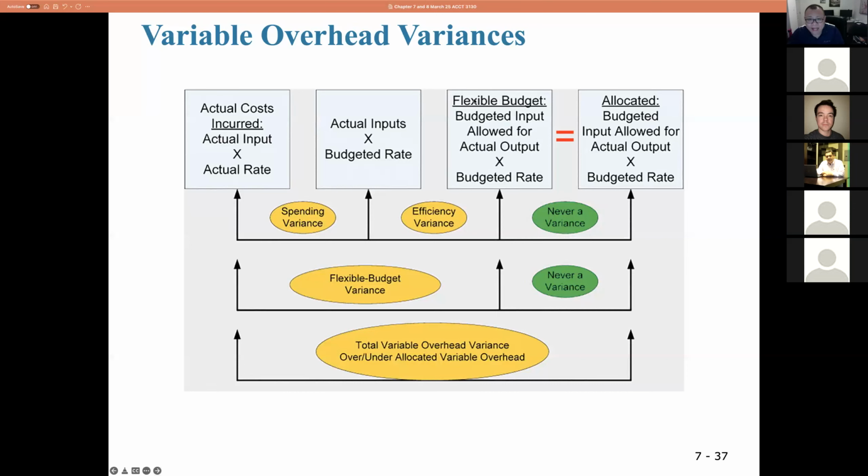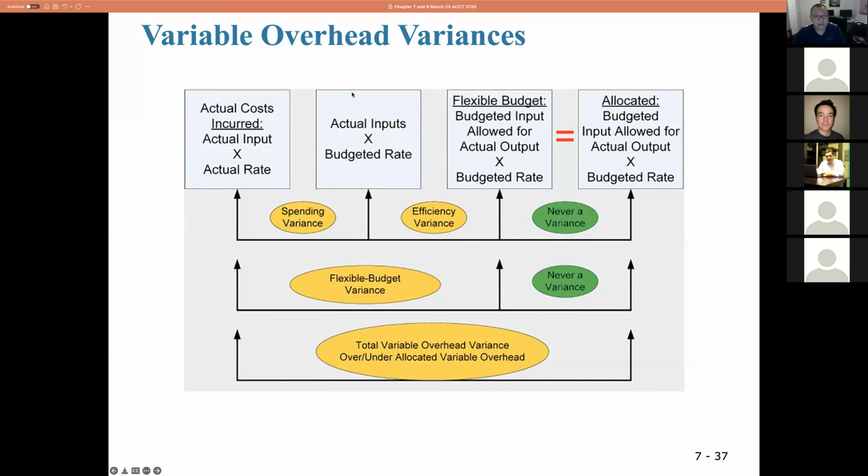Now, flexible budget. The way you calculate this number, the flexible budget, is exactly the same as how you calculate this allocation. So therefore, these two numbers are the same. When you compare these two numbers, because they're the same, always equal, there is no variance. You can see these two arrows. The difference is zero.